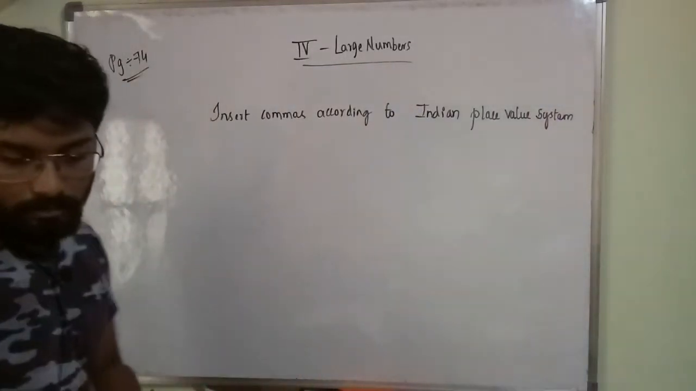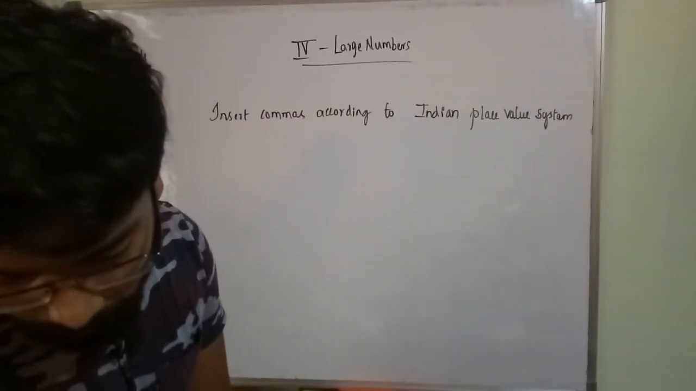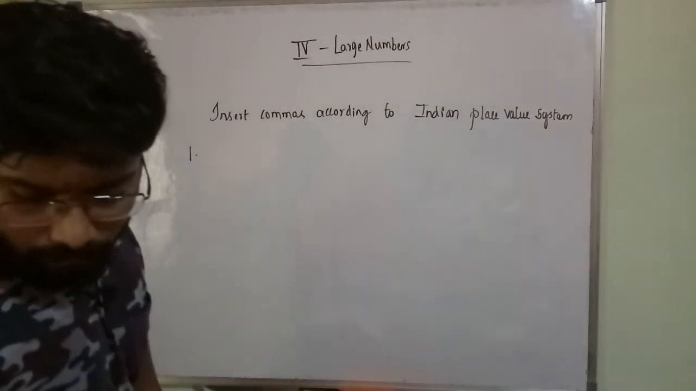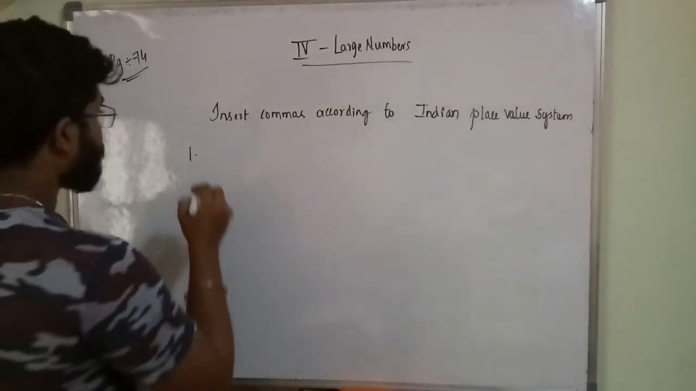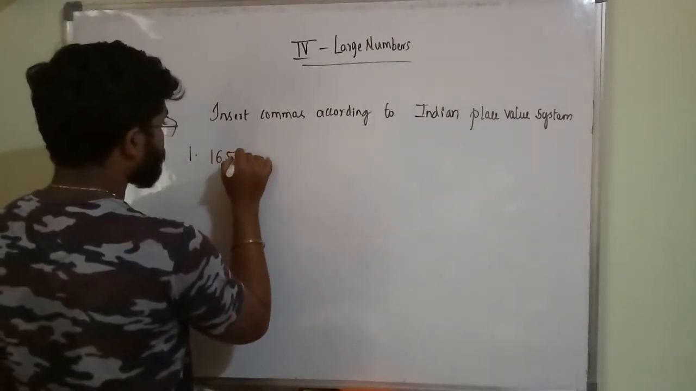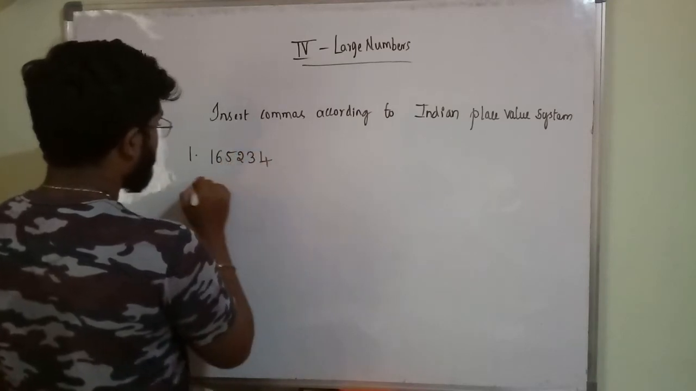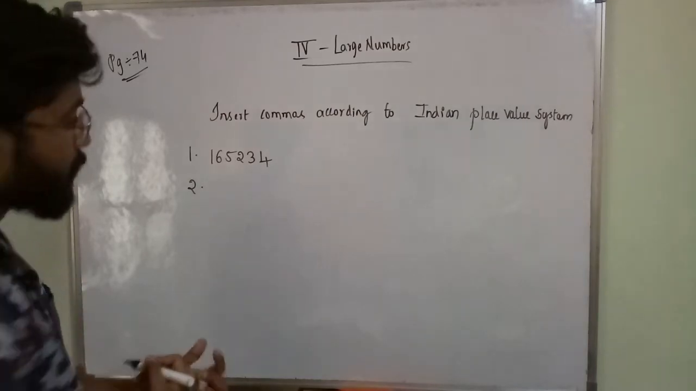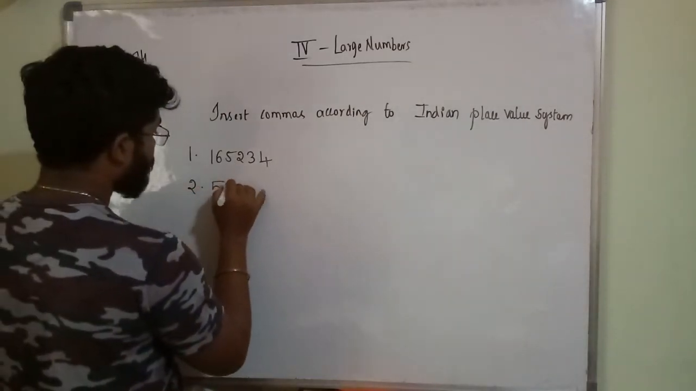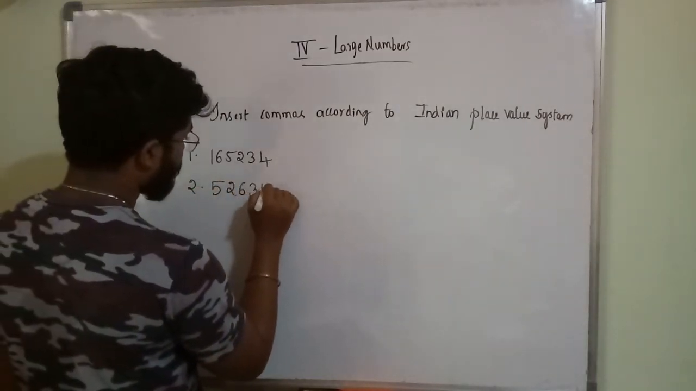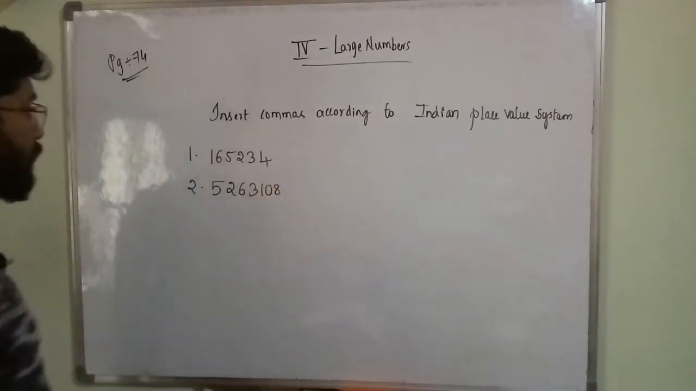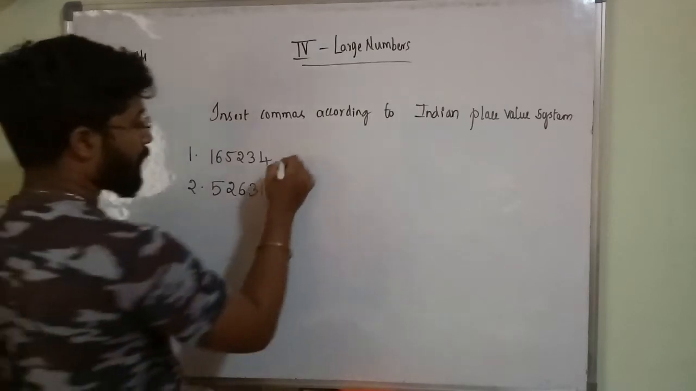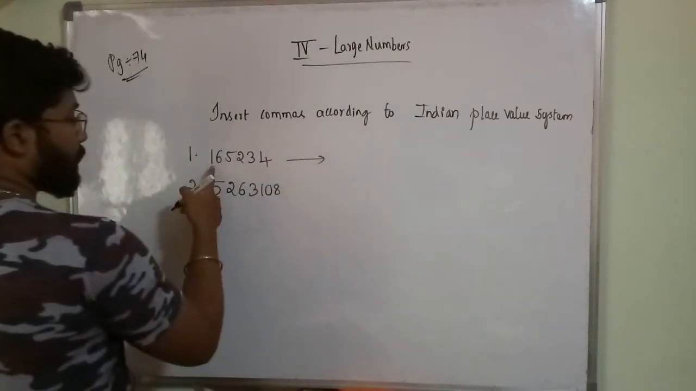Okay, so first one 165234, second one 5263108. So for this number, what is it?